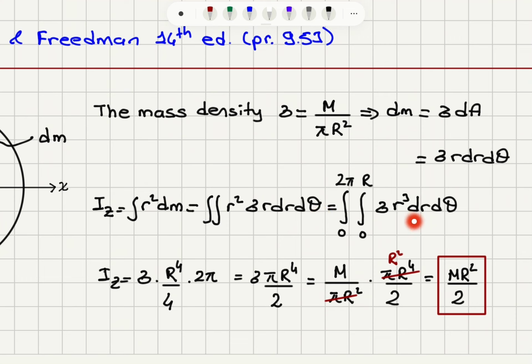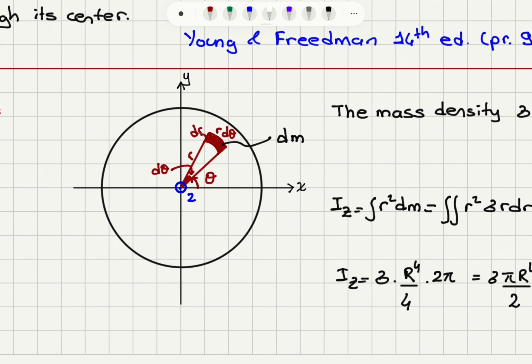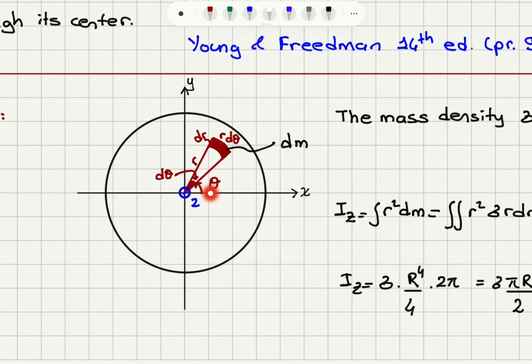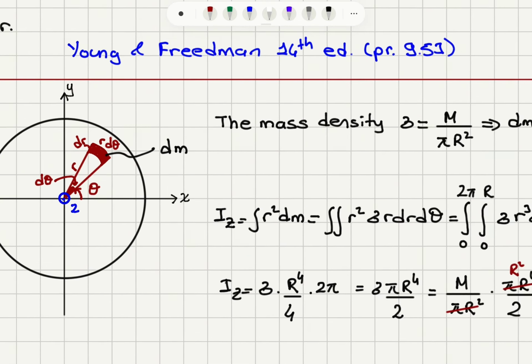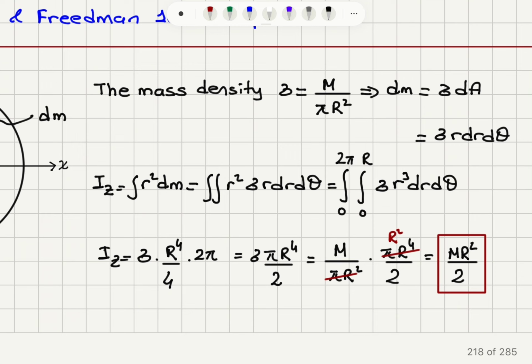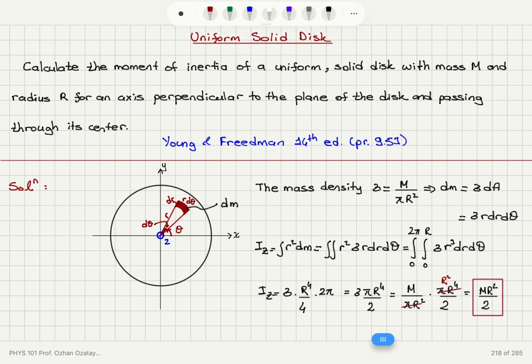So that is sigma r cubed dr d theta, where we have to go from theta equals 0 to theta equals 2 pi for all possible radial distances from 0 to capital R. The integration gives us r to the 4 over 4 between 0 and capital R. And the d theta integration gives us just the change in the angle, 0 to 2 pi, which is 2 pi. And when we substitute for sigma, capital M over pi R squared, we obtain the final answer, capital M R squared over 2.